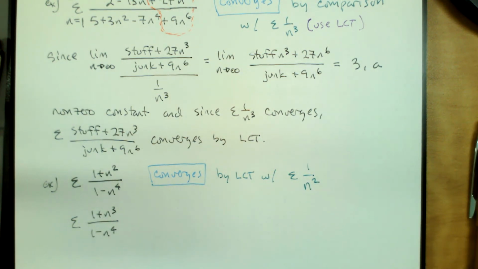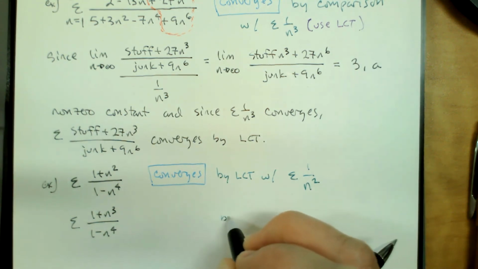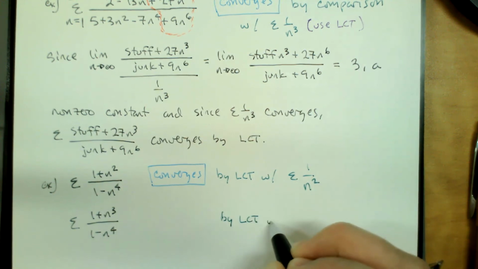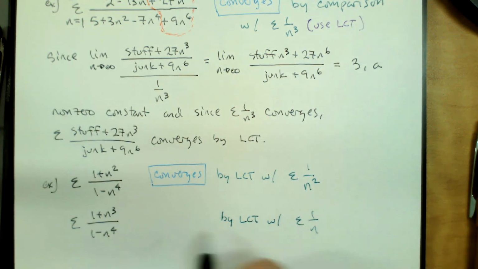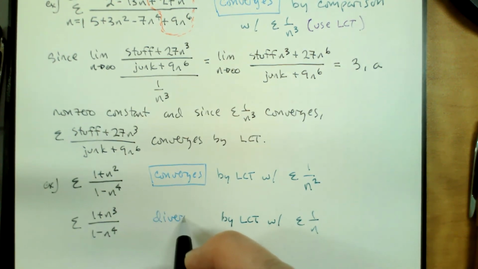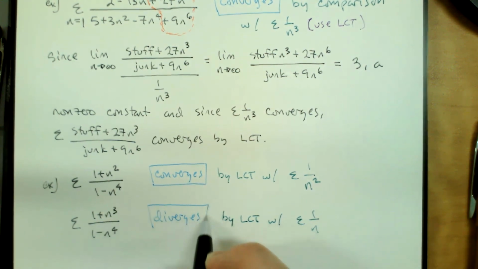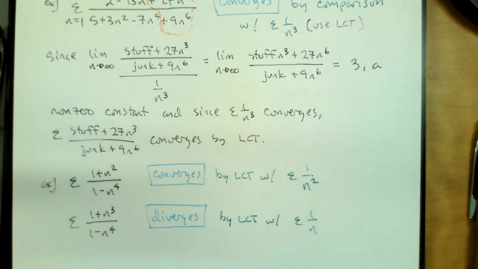How about 1 plus n cubed over 1 minus n to the 4th? Converges or diverges? What would you compare it to? And does 1 over n converge or diverge? Right now, we're just trying to build reaction.